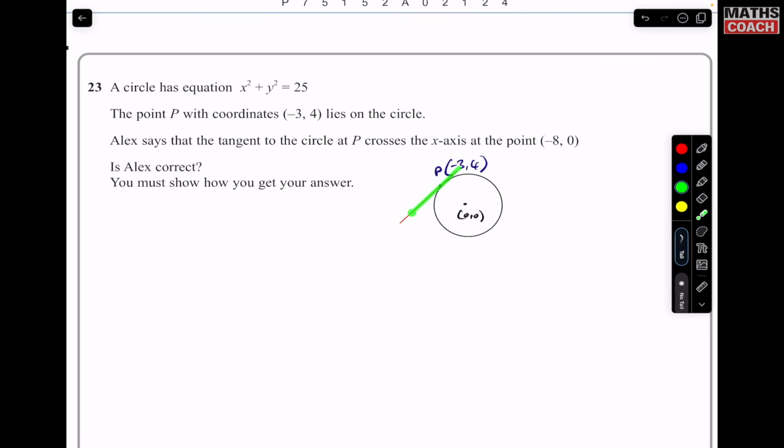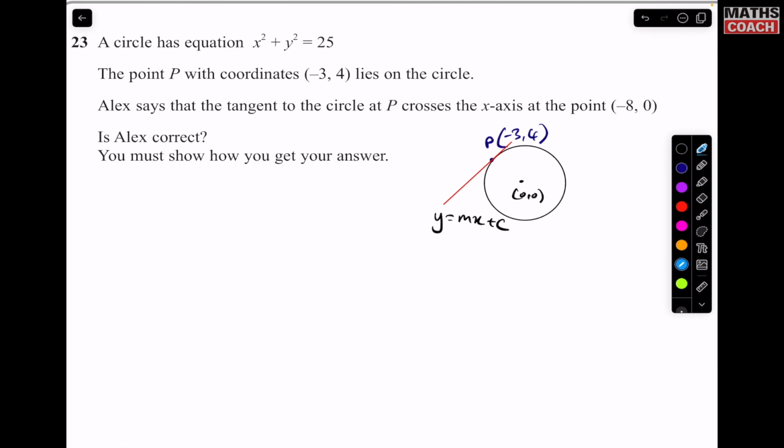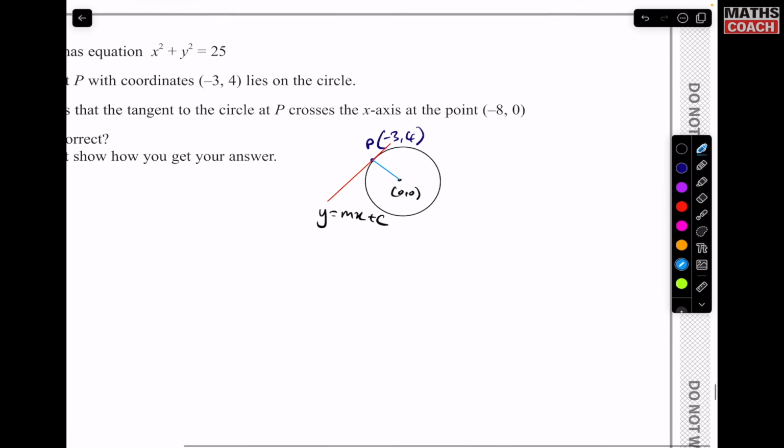Let's find the equation of this tangent, and we are going to substitute x equals minus 8, and let's see if it gives y as 0. That's the easiest way to do it. So how do we find the equation of the tangent? y equals mx plus c, of course. We're going to use that. So we need a gradient. How do we find the gradient? By finding the gradient between 0, 0 and minus 3, 4, and then doing the negative reciprocal, because the tangent is perpendicular to the radius. Right, so let's find that first.